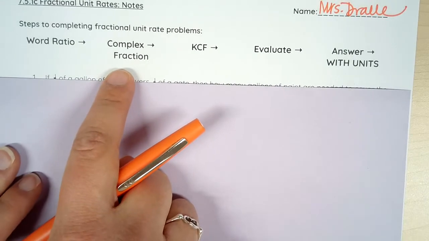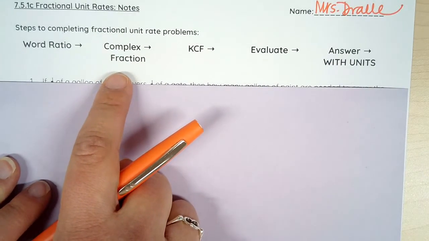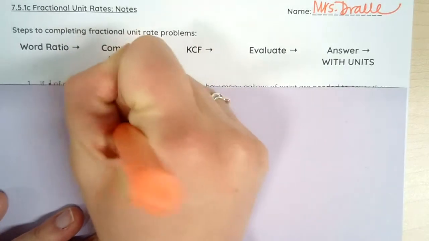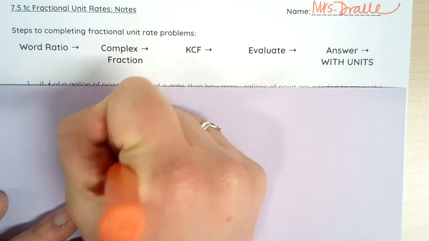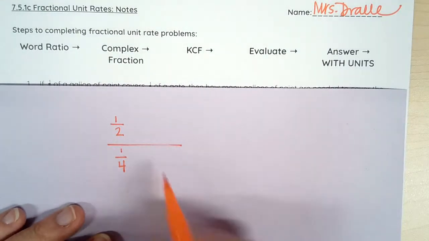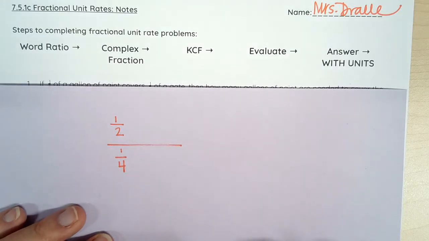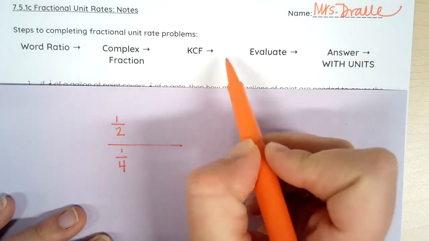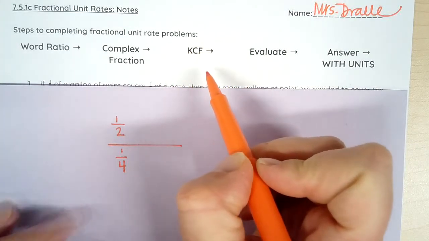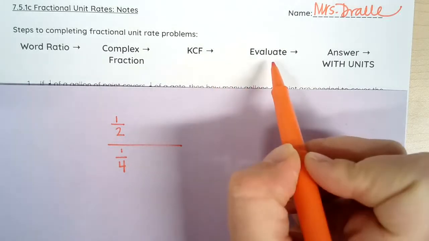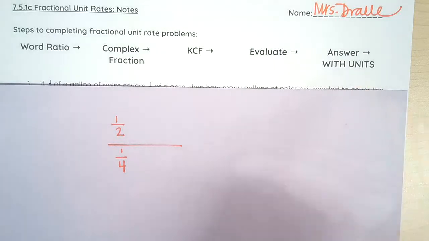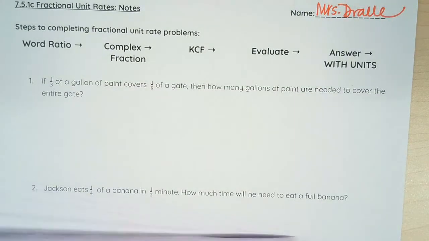After that, we will write our complex fraction. I will show you what that looks like in a second, but basically it is a fraction over a fraction. So this is a complex fraction here. And then we would have our units as well since we're working with unit rates. We then move on to KCF, keep, change, flip, to divide our fractions. Then we move to evaluate and answer with our units. So let's go ahead and give this a shot.